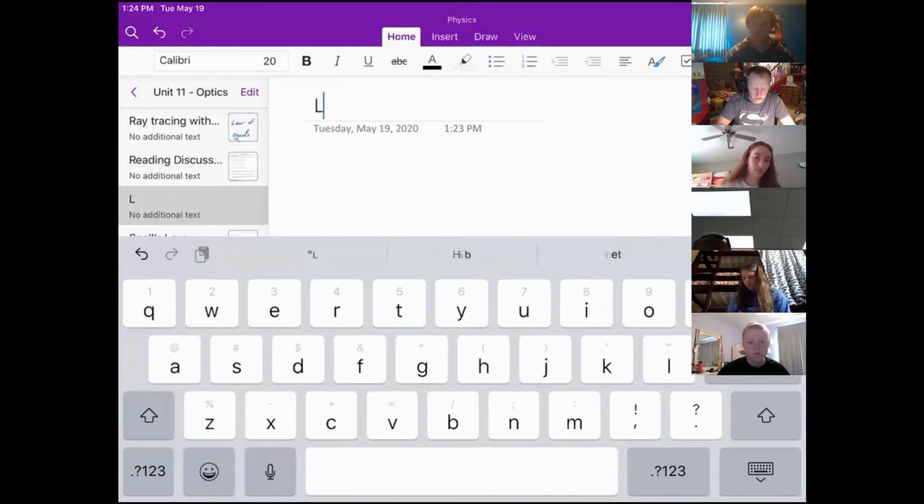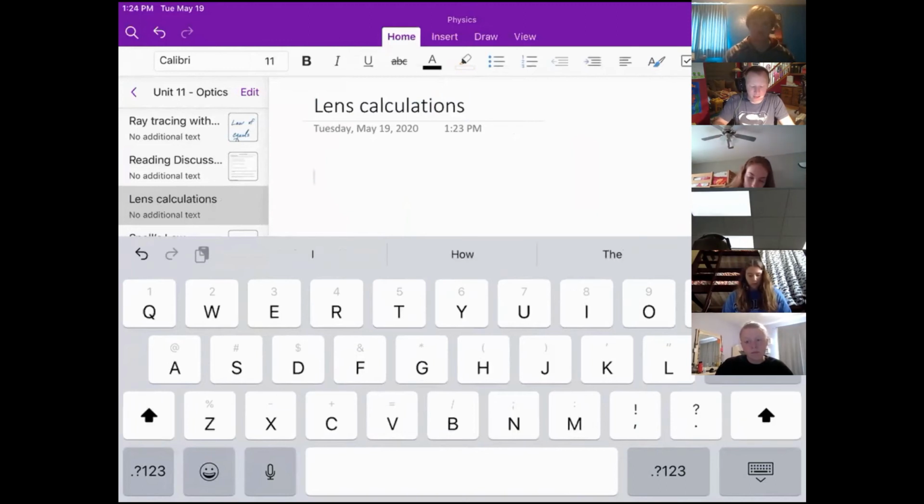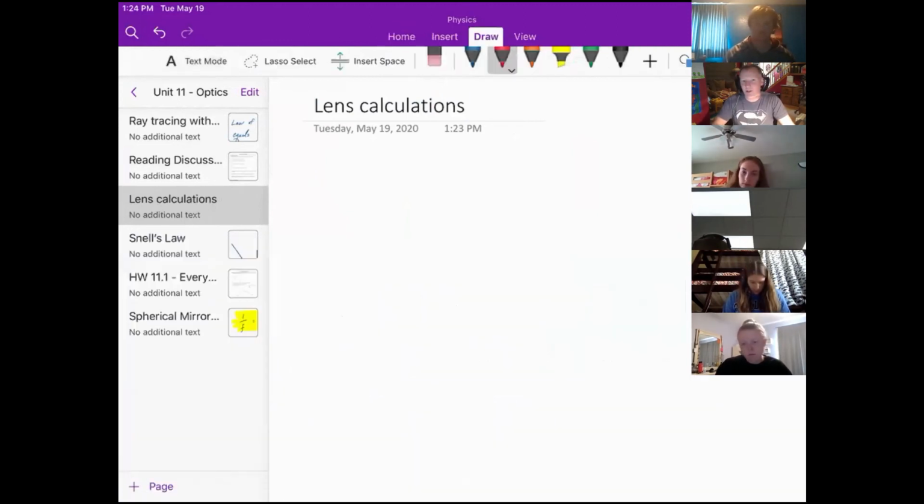Okay, so I'm just going to call this lens calculations. And what we found, some people's worked out better than others. This is a challenging way to do our labs, but the last lab presented a way that you could actually find the thin lens calculation. Most of you did.